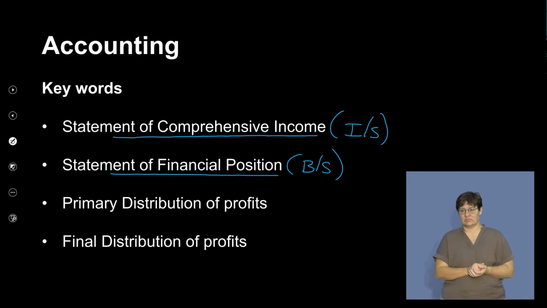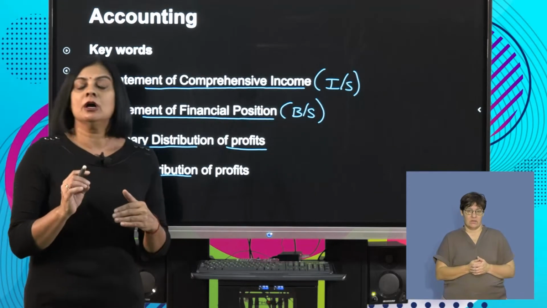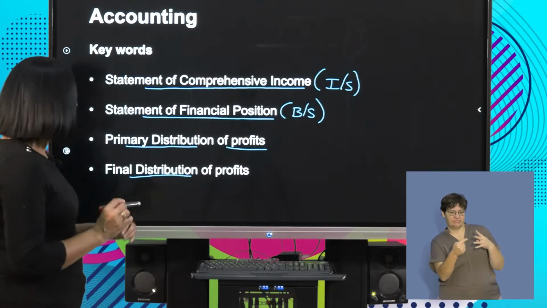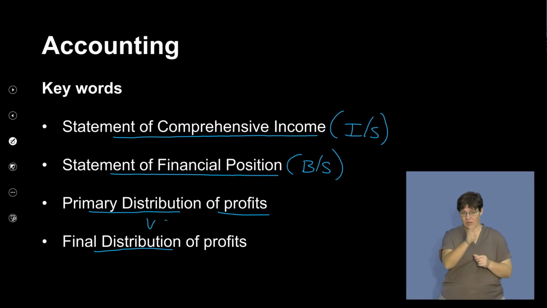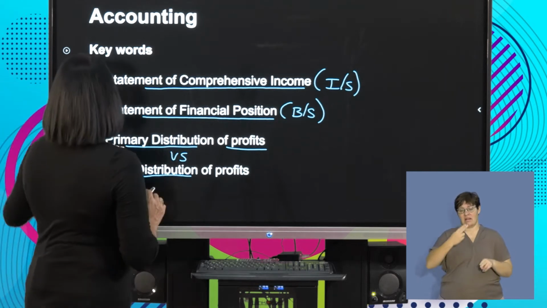Right, then another key word that you're going to come across, primary distribution of profits. What do we mean by primary distribution of net profit? As well as final distribution of profits. So please remember, as I'm completing today's lesson, we're obviously going to come across these terms, and I want you guys to take note of the difference between primary distribution versus final distribution. Right, let's carry on.